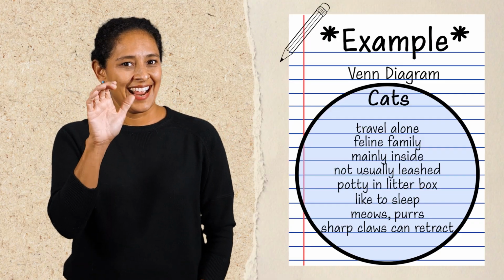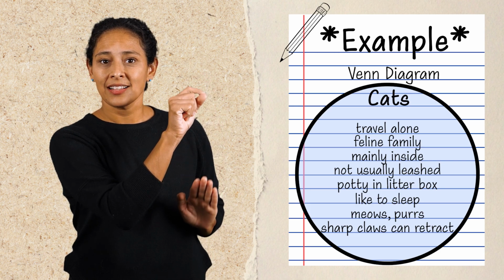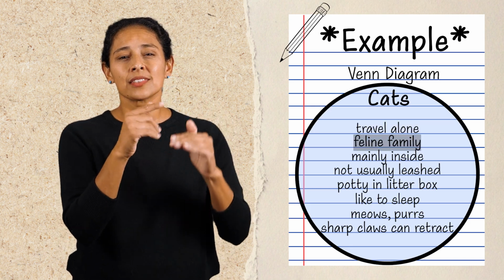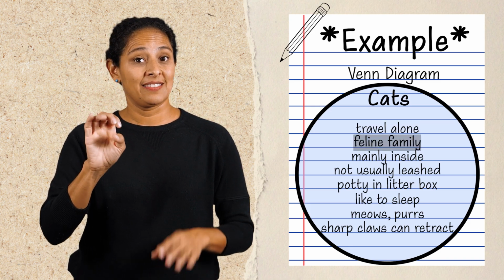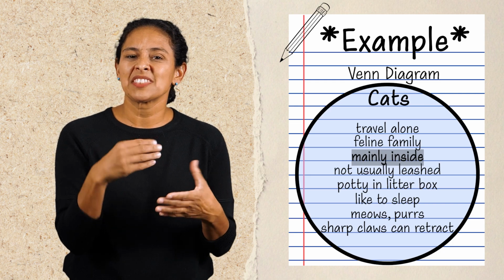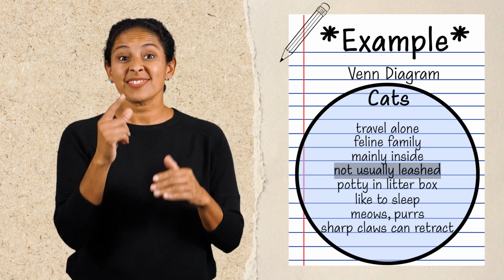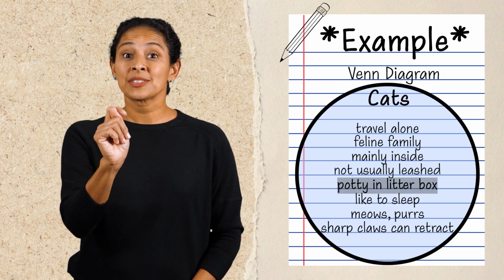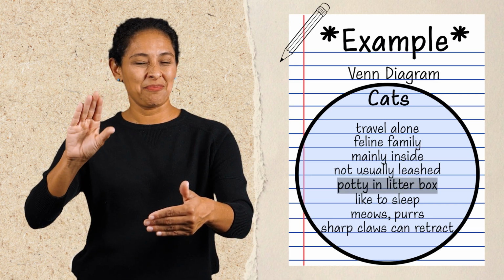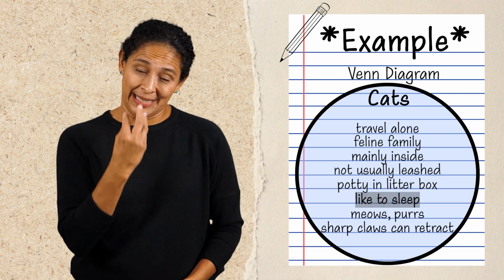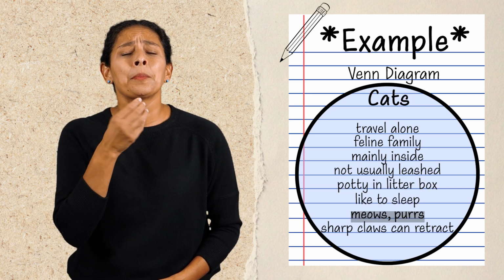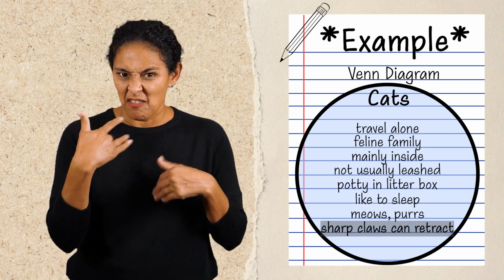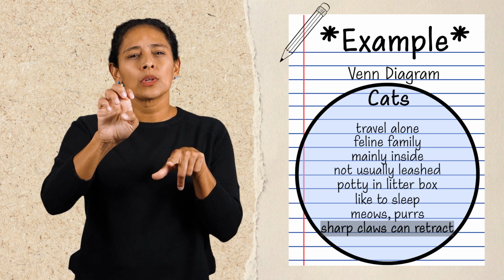Now, let's look at cats. The title is Cats. Their characteristics are listed as follows. They travel alone. They are part of the feline family. They are mainly inside animals. They are not usually on a leash. They potty in a litter box. They like to sleep. They meow and purr. They have sharp claws that retract.